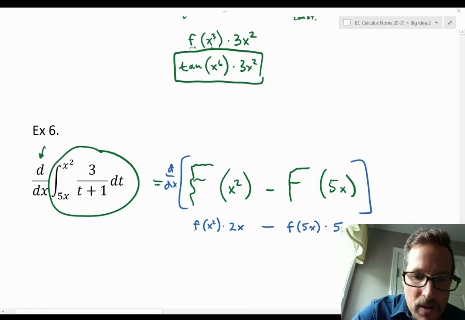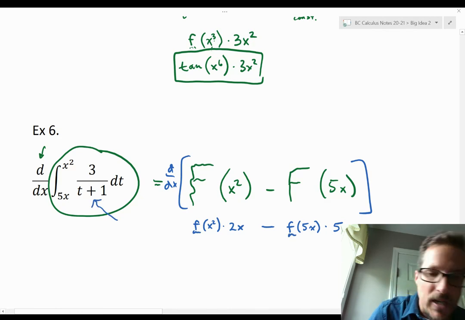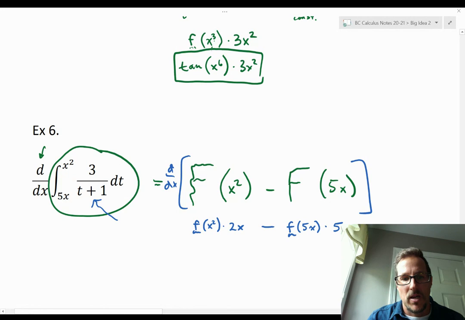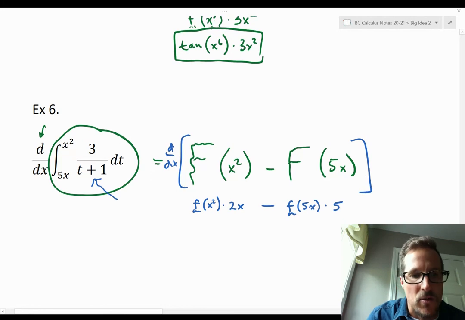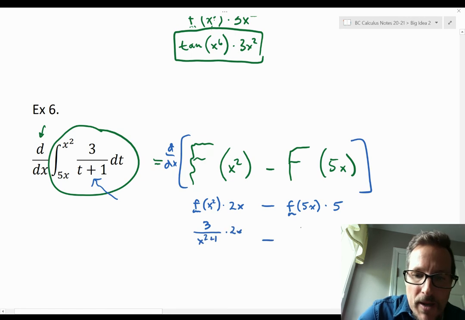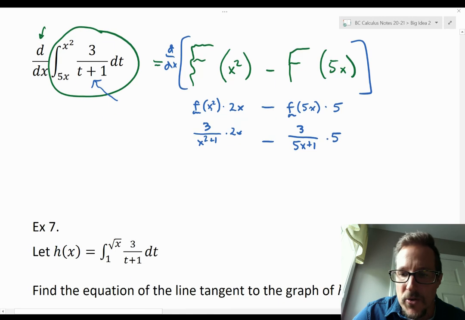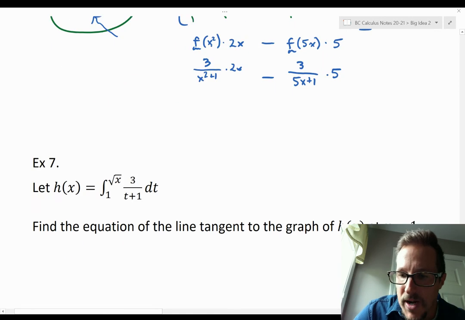Now, what is that little f I was dealing with? Oh, yeah. It's the original integrand in my integral. So I need to just write 3 over t plus 1 with the input x squared. So that will be 3 over x squared plus 1 multiplied by 2x minus 3 over 5x plus 1 times 5. And I can simplify from there, but that's boring. It's done. I'm done with it.